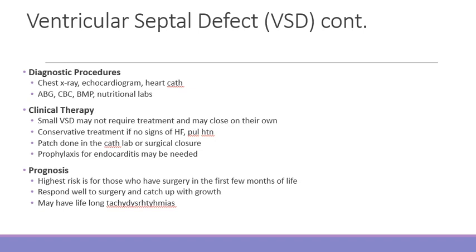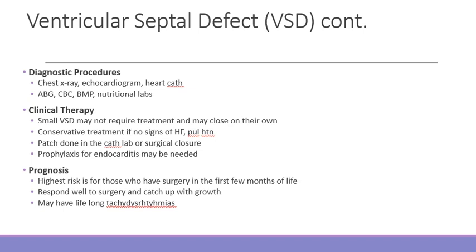Okay, so diagnostic procedures. These are pretty common for all of the congenital defects as well. So chest x-ray, echocardiogram, doing that echo, watching that blood flow. They might do a heart cath. They could do ABGs if we're having some cyanosis and hypoxemia issues. We could look at a CBC to see what their H&H is, make sure that is okay. We might look at nutritional labs to make sure that we've got good nutrition.